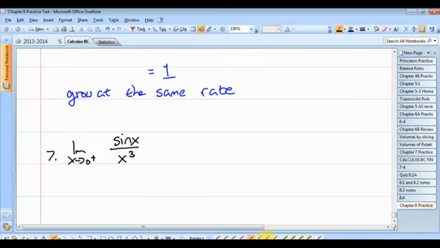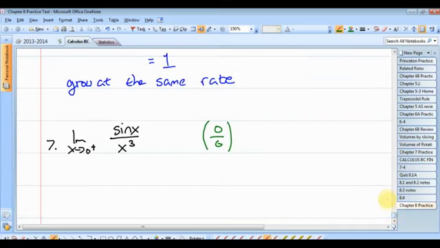Let's check and make sure this is L'Hopitalable. If I plug in 0, I get 0 over 0. So that means I can use L'Hopital's rule. Always check to make sure you can use L'Hopital's rule. So let's do the LOP. And we take the limit as x approaches 0 from the right.